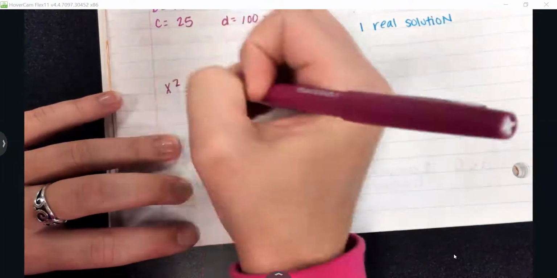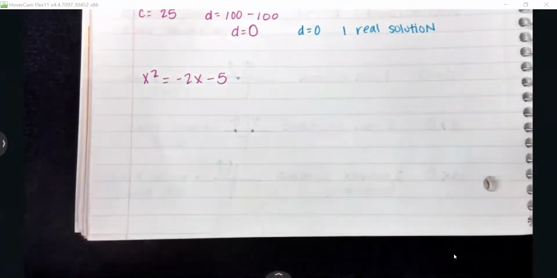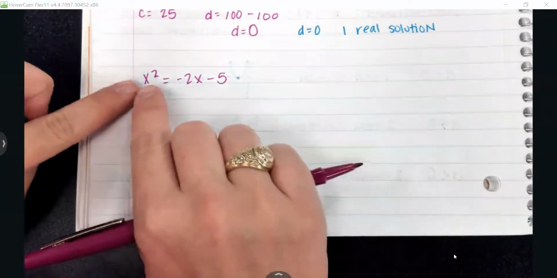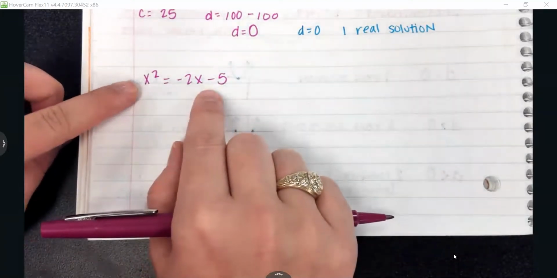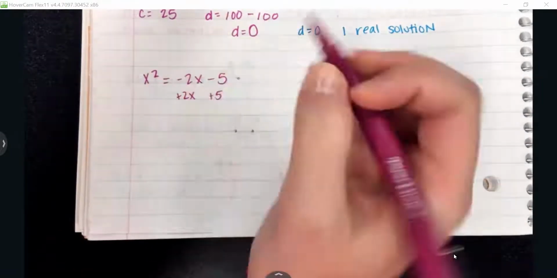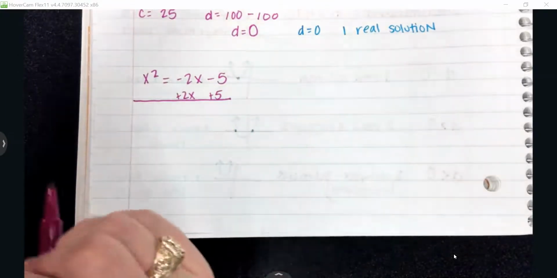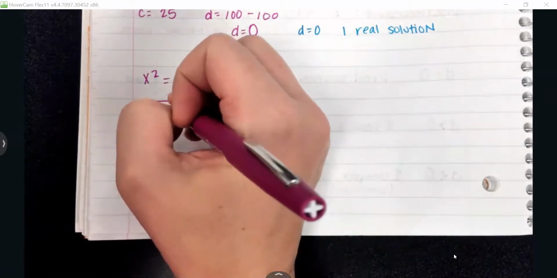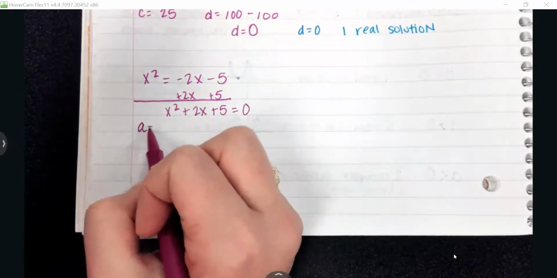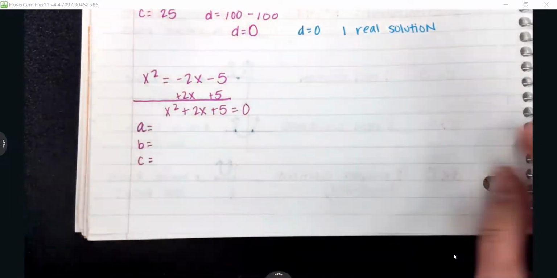X squared equals negative 2x minus 5. I'm telling you, these problems are easier if you leave your x squared positive. So it might look easier to move the x squared over, but I promise in the long run, it'll be easier if you move everything towards the x squared, okay? So let's add our 2x and add our 5. So my new equation is going to say x squared plus what? 2x, then what? Equals 0. Very good.